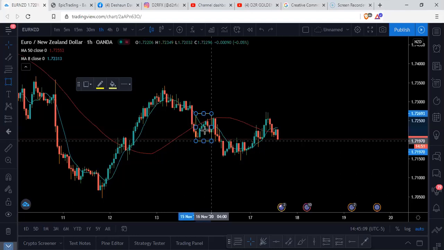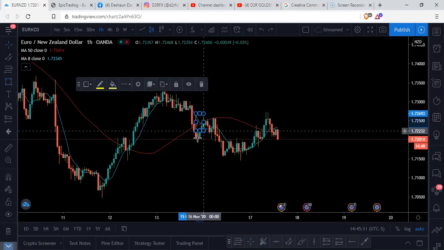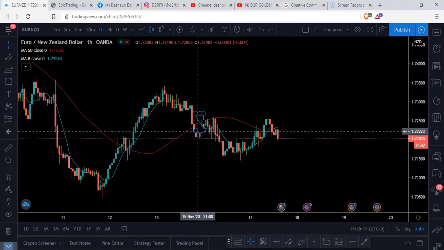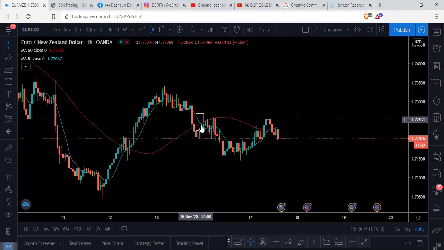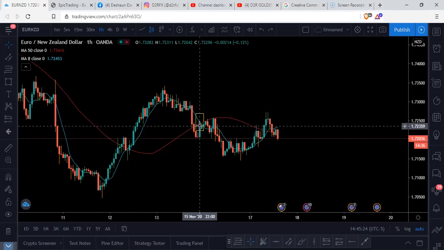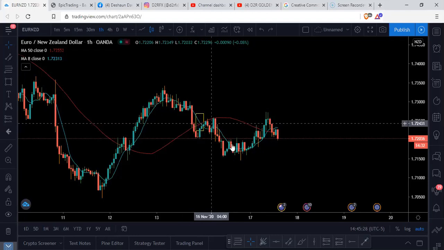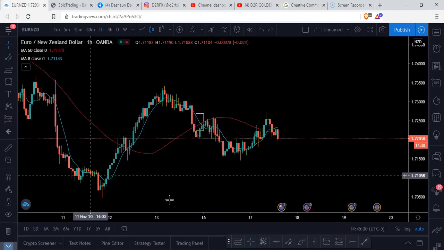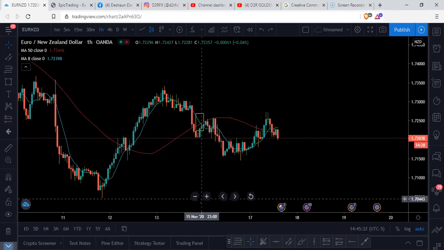Right here, see that cross? The blue crossed over the red. The blue represents our 8, and the red represents our 50. You see it's crossing down. What happens? Sell. Let me zoom out a little bit so you can see more examples of it.